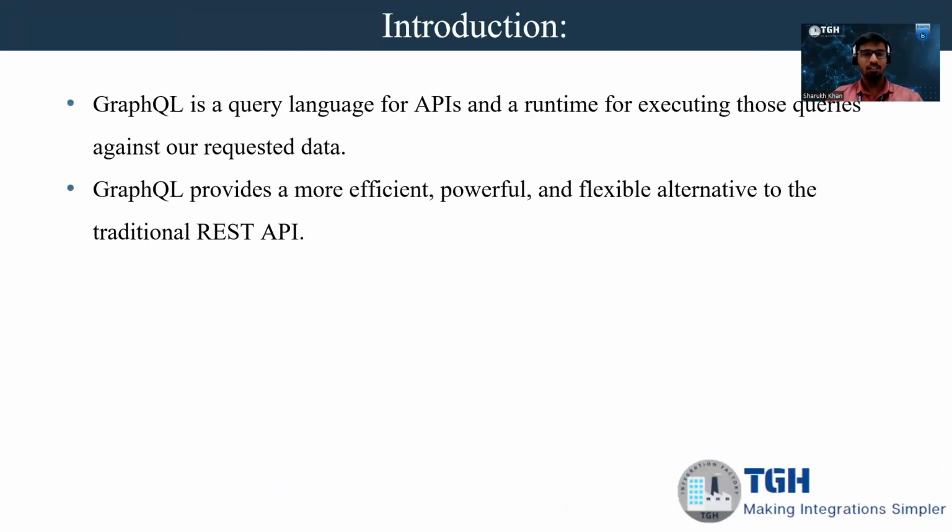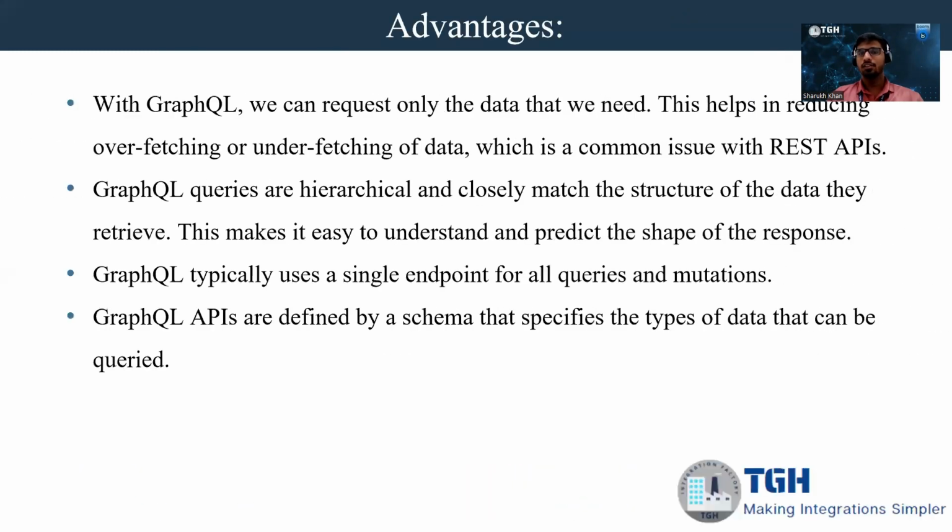GraphQL is a query language for APIs and runtime for executing those queries against our requested data. GraphQL provides a more efficient, powerful, and flexible alternative to the traditional REST APIs. There are some advantages of using GraphQL. With the help of GraphQL, we can request only the data that we need, and this helps in reducing overfetching or underfetching of the data, which is a common issue with REST APIs.